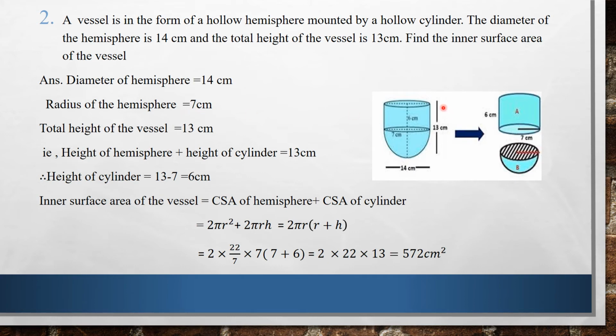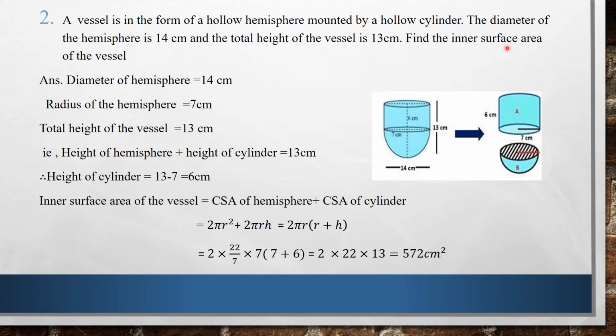The total height of the vessel is given 13 cm. That means height of the hemisphere plus height of the cylinder is 13. If the radius is 7, the height of the hemisphere is also 7. From that we can find height of the cylinder equal to 13 minus 7 equal to 6 cm.